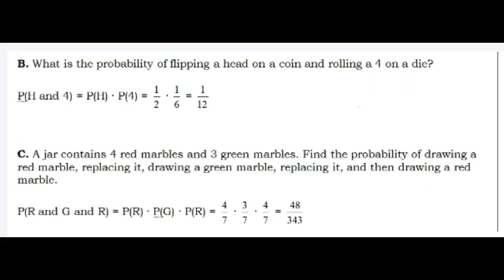B, what is the probability of flipping a head on a coin and rolling a 4 on a die? These are independent events. Flipping a head on a coin and rolling a 4 on a die aren't affected by each other. So the probability of a head and a 4 would be the probability of getting a head times the probability of getting 4. Flipping a head is 1 out of 2. Rolling a 4 is 1 out of 6. The product is 1 out of 12.